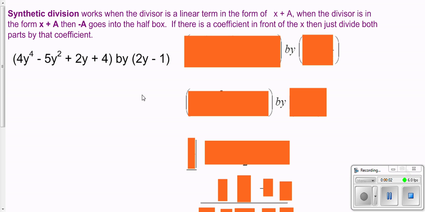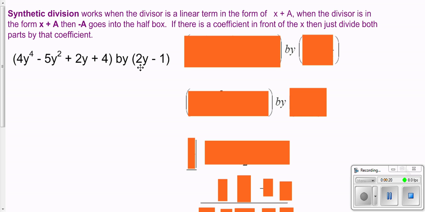We're going to go ahead and look at what happens when you need to do synthetic division when you have a number in front of your variable. Normally, I have said that you need to have it as x plus a number or x minus a number, or whatever variable you have. But what do you do when there's a number in front?